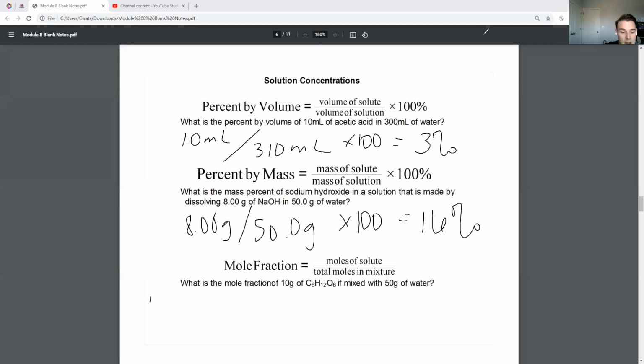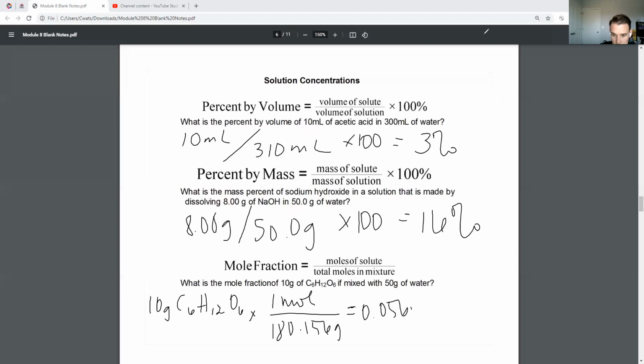Okay, so we'll take our 10 grams of C6H12O6, turn it into moles. The molar mass is 180.156 grams. That gives me 0.056 moles. Then we have to take our 50 grams of water, turn those into moles as well, and that gives me 2.78 moles.